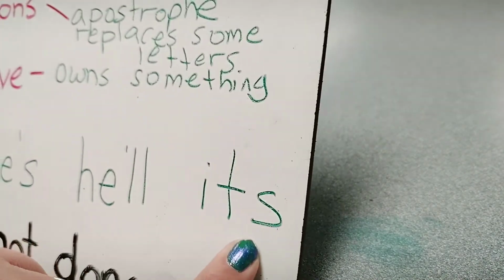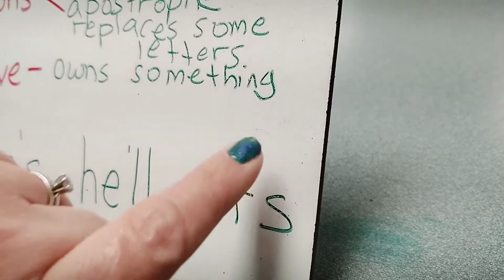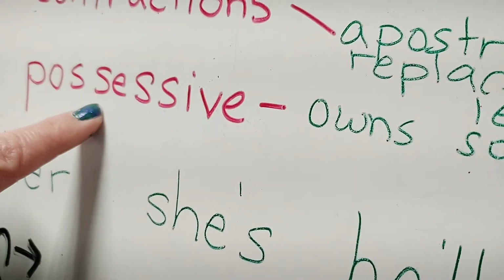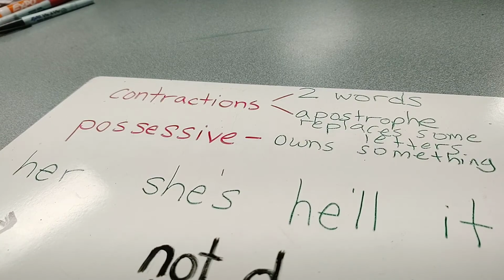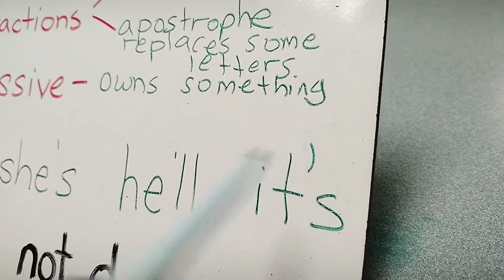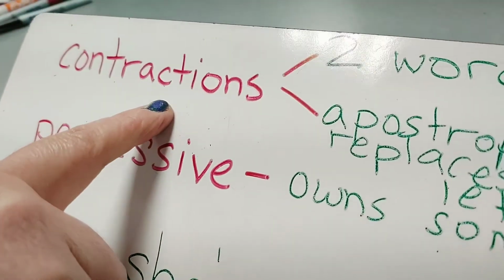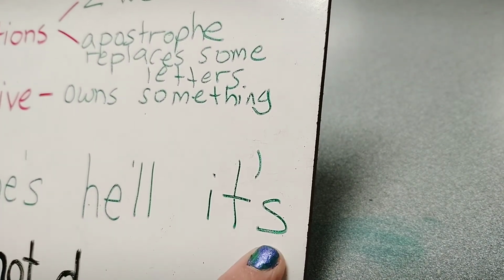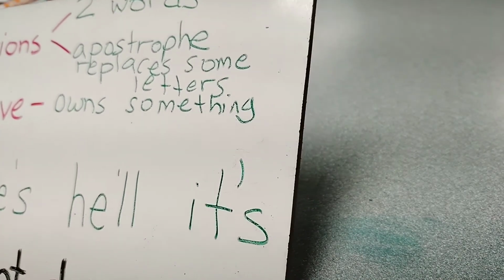This one's a funny one. Its. It's just one word, and there's no apostrophe. So is it a contraction or a possessive? If you said possessive, you're correct. Now guess what? Look at this. It's possessive right now, but I make one little change, and all of a sudden, it's a contraction because it's two words squished together. It is, and that apostrophe replaces the letters. Mrs. Allen, how do I tell the difference?